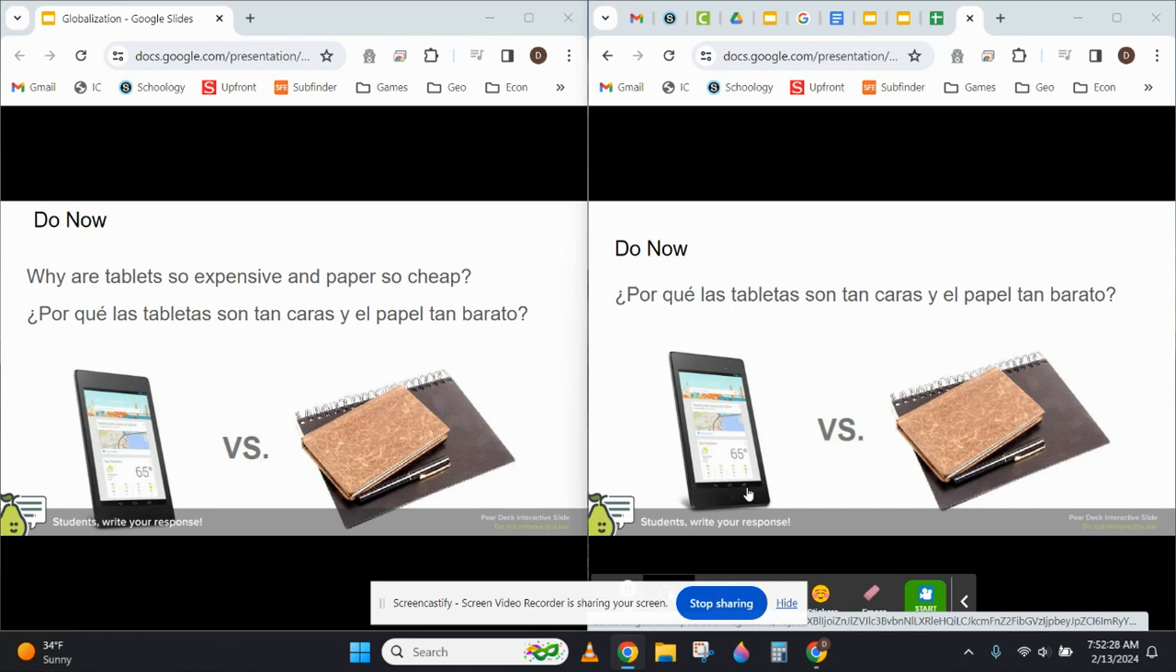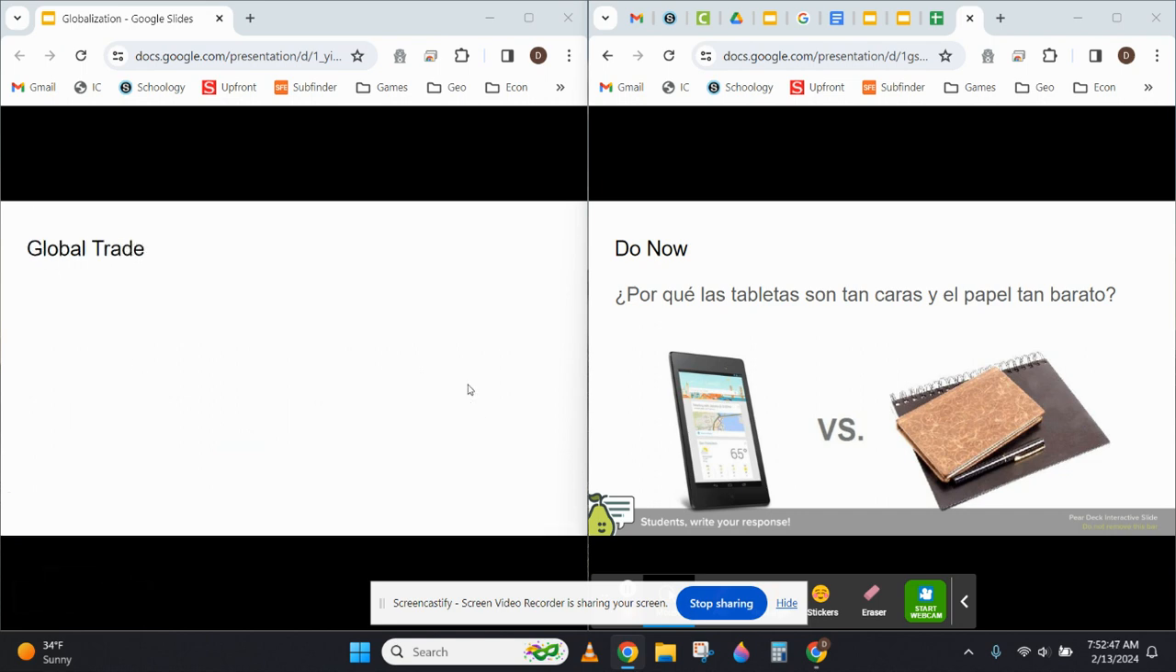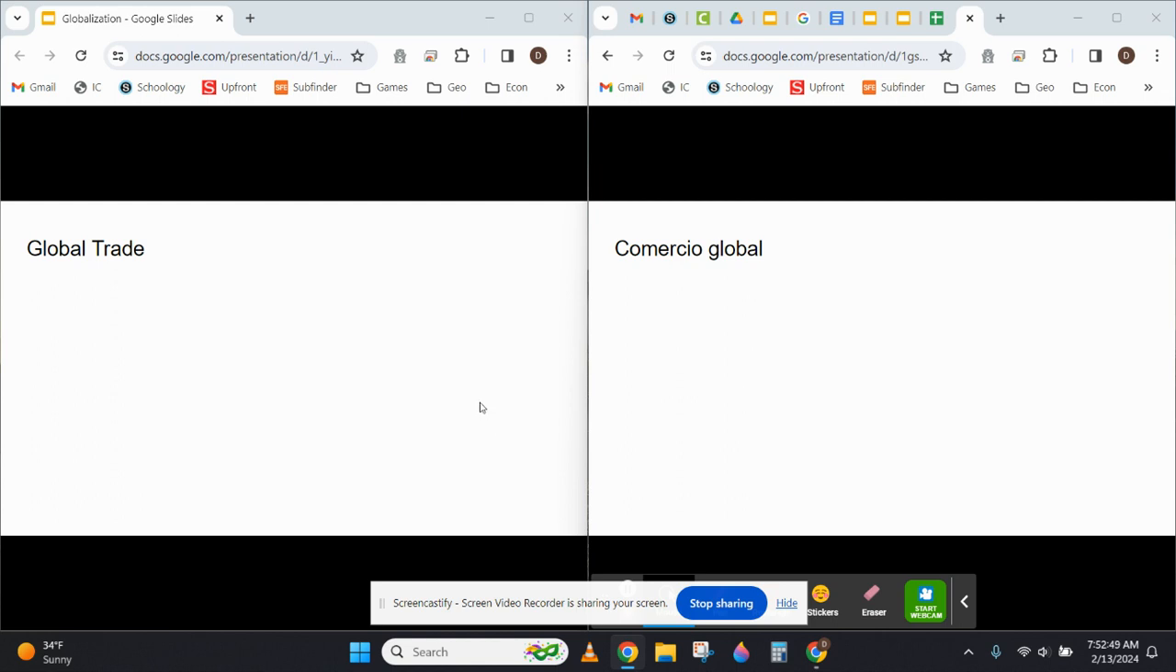Welcome back, everyone. On the Do Now question for today, you're explaining why tablets were expensive and paper is cheap. You could use a lot of what we talked about yesterday when it comes to technology, labor, distribution. All those things are more complicated and more expensive when making tablets versus making paper. We're still talking about global trade.